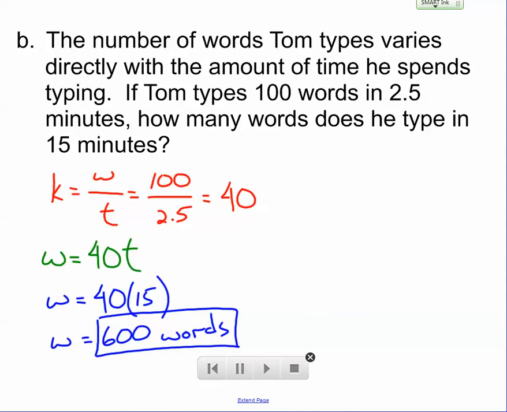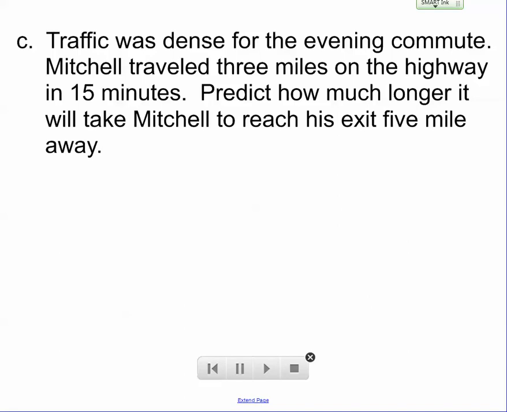Let's try this one more time. Hopefully you see the pattern. Traffic was dense for the evening commute. Mitchell traveled 3 miles on the highway in 15 minutes. Predict how much longer it'll take Mitchell to reach his exit 5 miles away. Okay, so let's assume that this is proportional, that he's traveling kind of the same speed, or averaging about the same speed on the highway. So Mitchell traveled 3 miles on the highway in 15 minutes. So that constant of proportionality, I'll do 15 over 3. So I'm going to do the time over the distance. 15 minutes over 3 miles is 5 minutes for every mile.